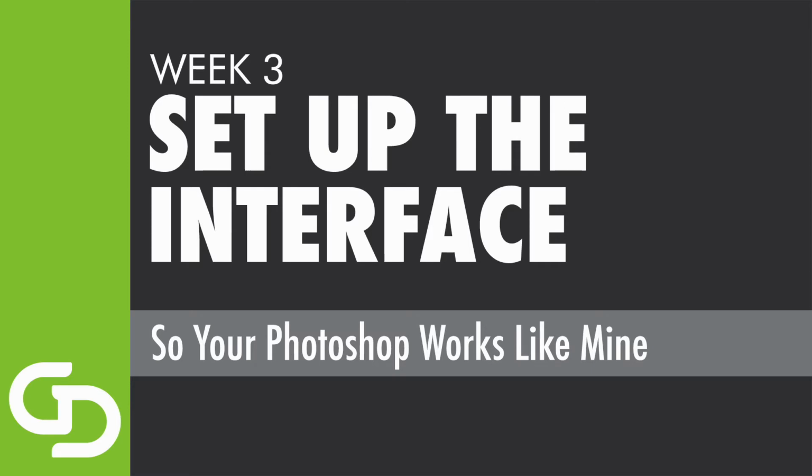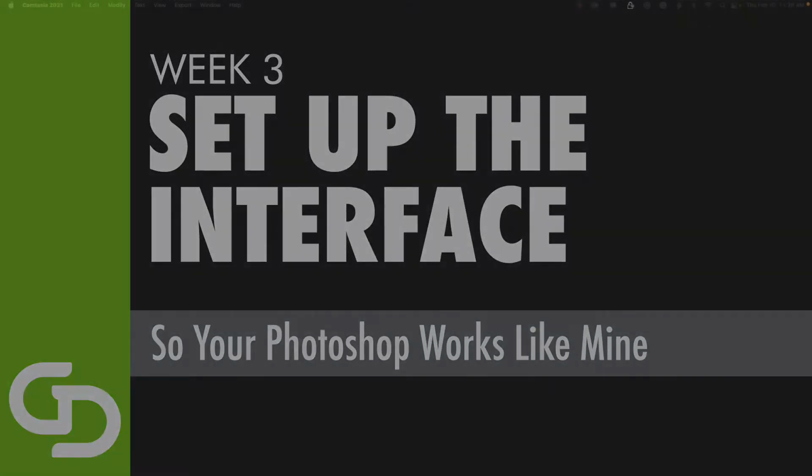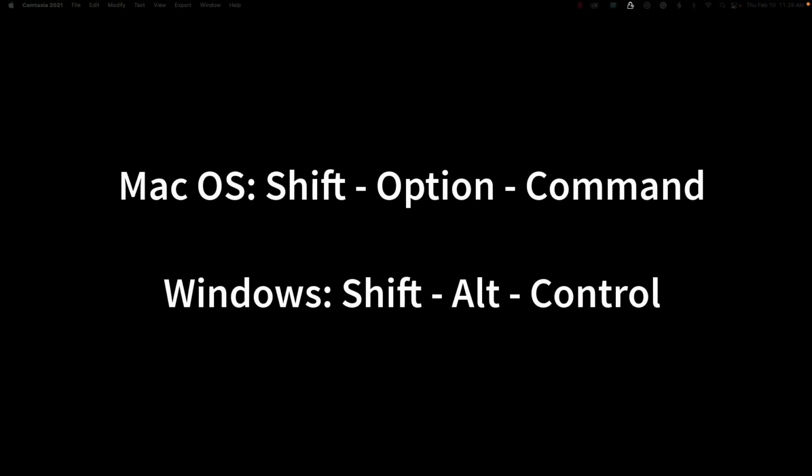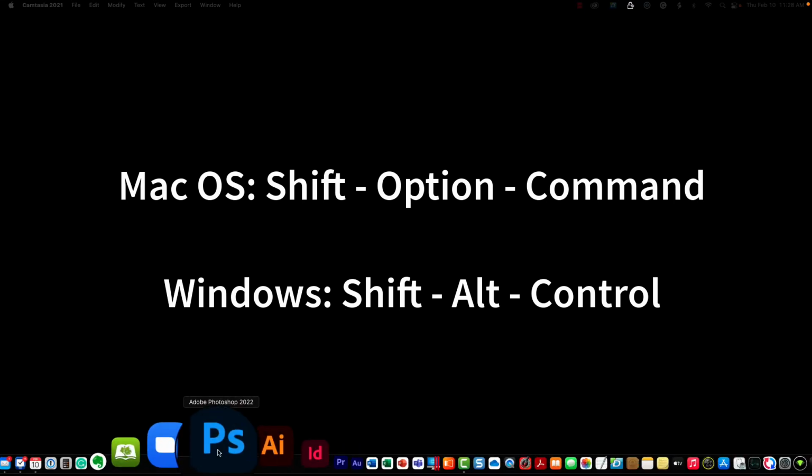So the first thing we want to do is make sure that Photoshop is not running. And we are going to start Photoshop while we are holding down the Shift Option Command key on the Mac or the Shift Alt Control key on the PC. So I'm on the Mac. I'm going to go down to my dock. And you'll notice there is Photoshop right there. And I am going to hold down on my keyboard the Shift Option Command key all at the same time.